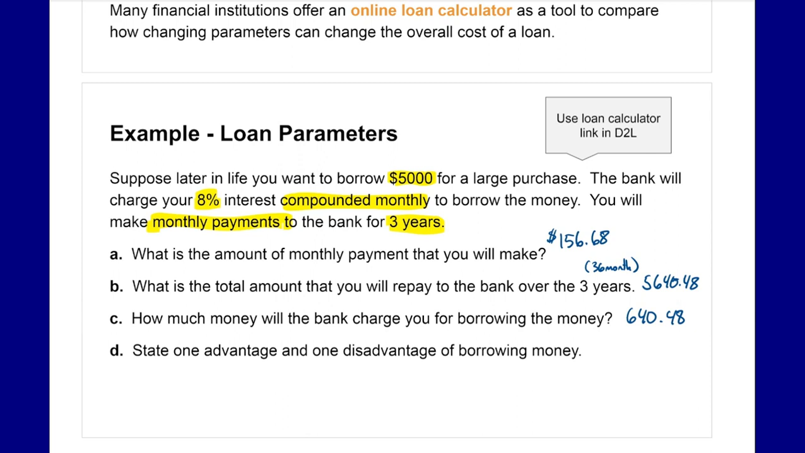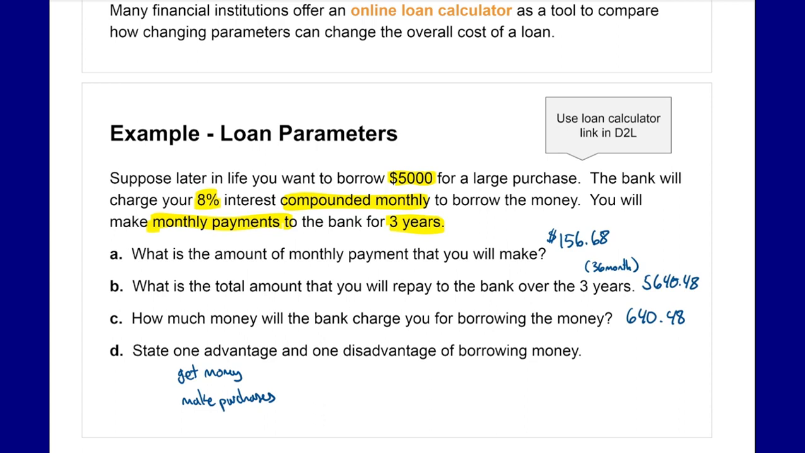So state one advantage and one disadvantage to borrowing money. Well, the one advantage: you get the money. You can make purchases. Maybe you're taking out $5,000 for a car. You can make that purchase when you don't technically have $5,000 saved up, but you could pay off the $156.68 every month. That might be more manageable.